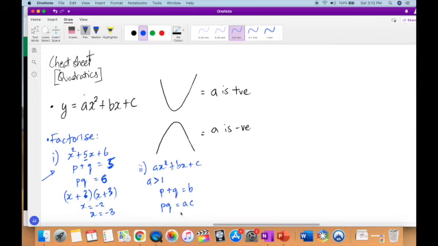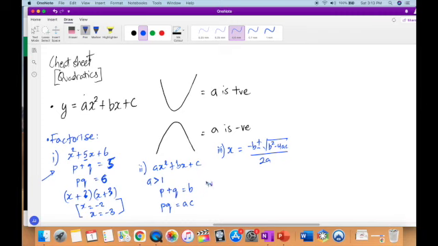Then we also saw the third method, which is my favorite method. It doesn't factorize, but it just gives you the final answer, the values for x, the solutions. Those solutions come from minus b plus or minus the square root of b squared minus 4ac, all over 2a. So that was the third method.